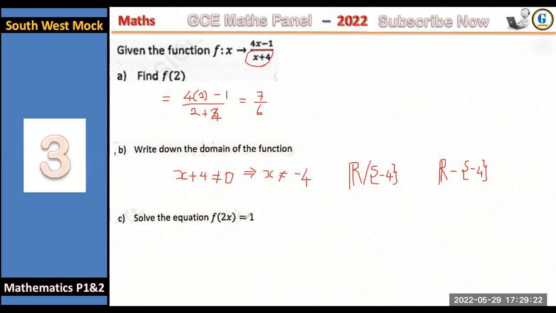Now, C says that we should solve the equation f of 2x equals 1. So how do we find f of 2x?